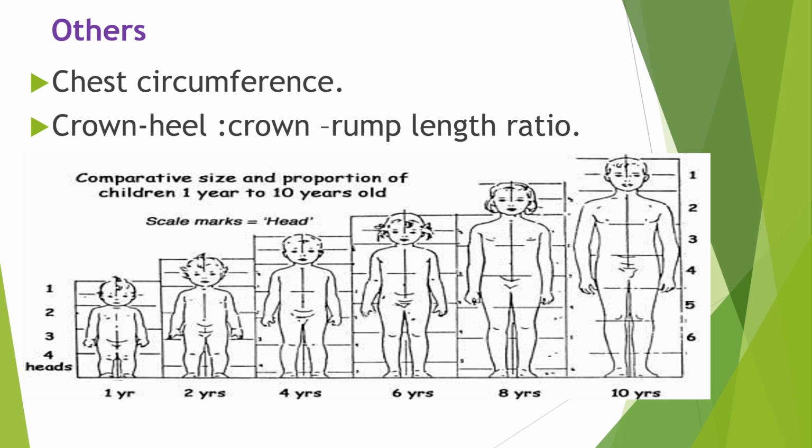This is the crown-heel to crown-rump length ratio, and at birth the trunk is longer than the limbs, so the ratio is not equal. The ratio becomes equal at around 7 years of age. At birth it is around 1.7 to 1, whereas at 4 years it's around 1.4 to 1, and at 7 years it's around 1 to 1.